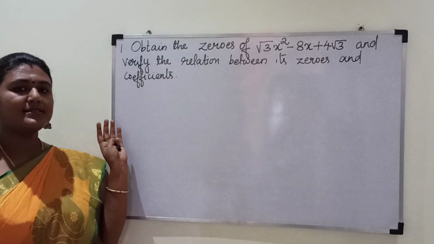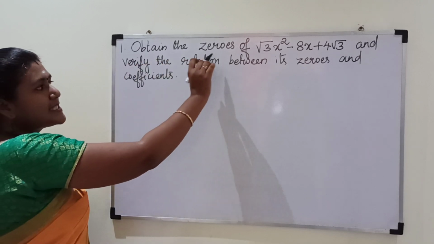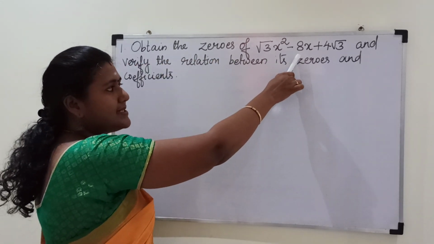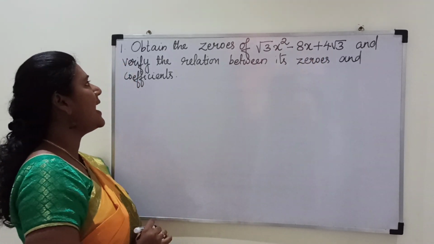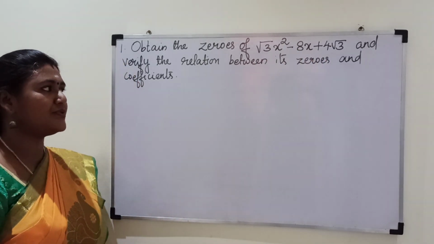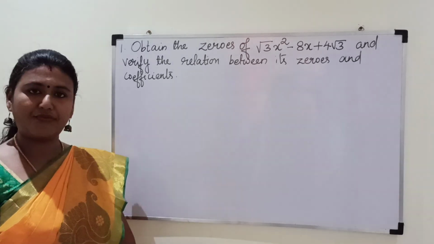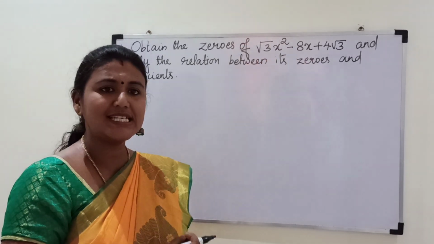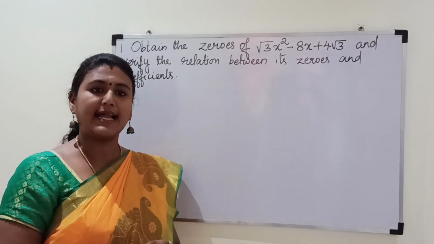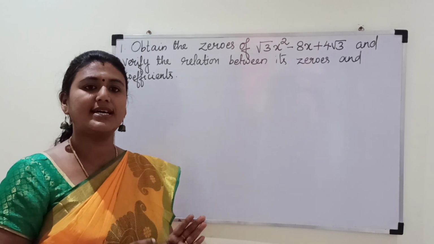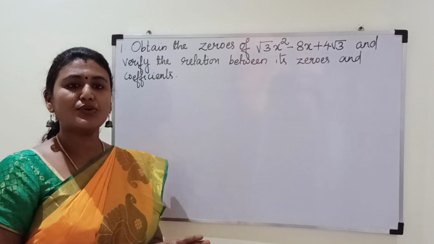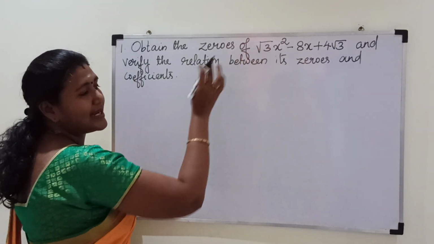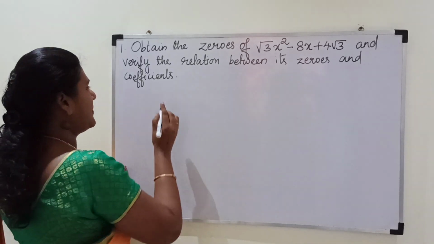So let's see this question. Obtain the zeros of root 3x square minus 8x plus 4 root 3 and verify the relation between its zeros and coefficients. So first we have to find the zeros of this quadratic polynomial, and then we have to verify the relation between zeros and its coefficient. So first let's see how to find the zeros of this polynomial.